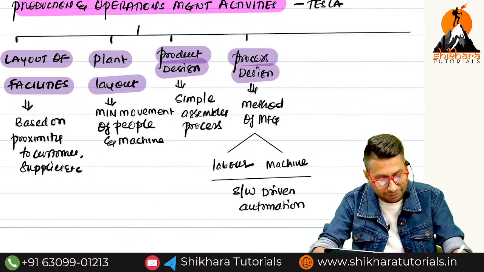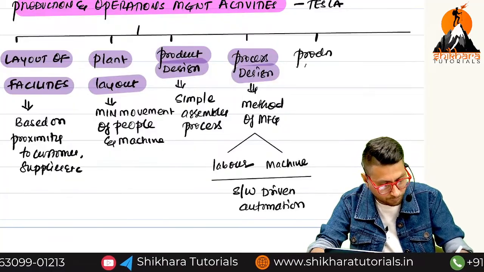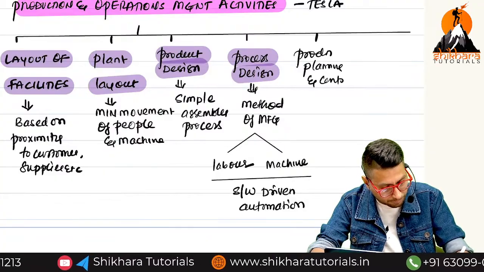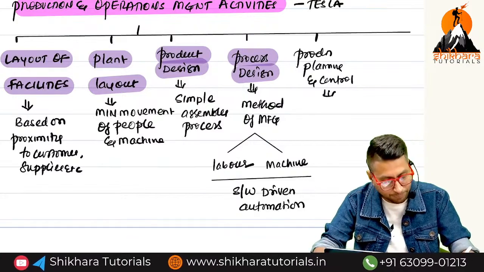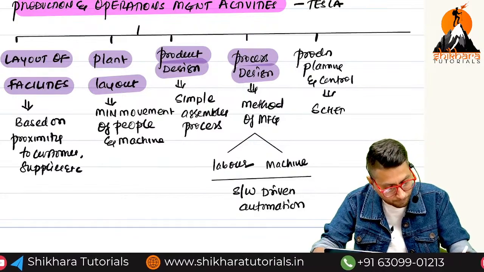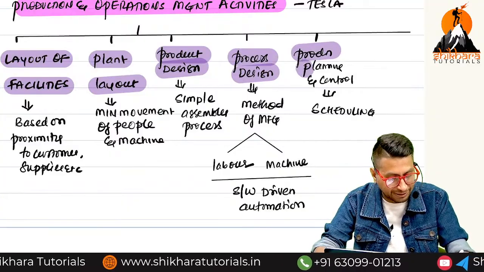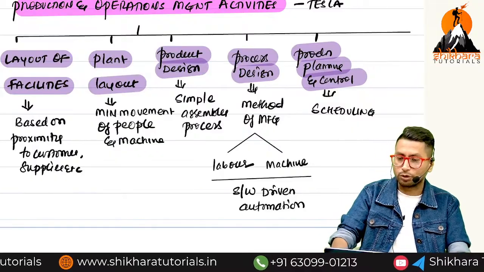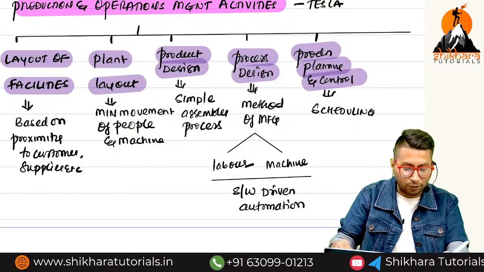Next, we have production planning and control. It is nothing but, in simple words, scheduling. Who will do what work at what time? Like for example, who will do what work at what time is nothing but scheduling.